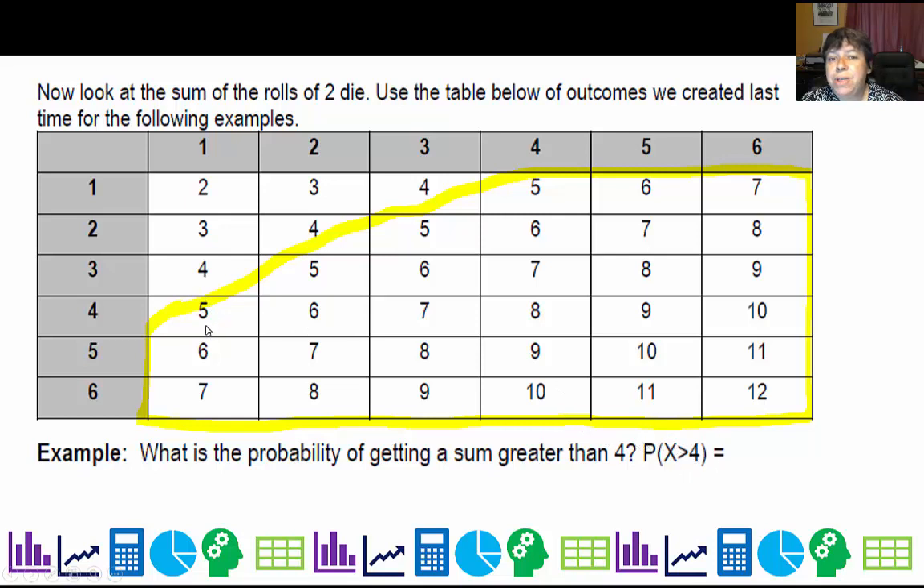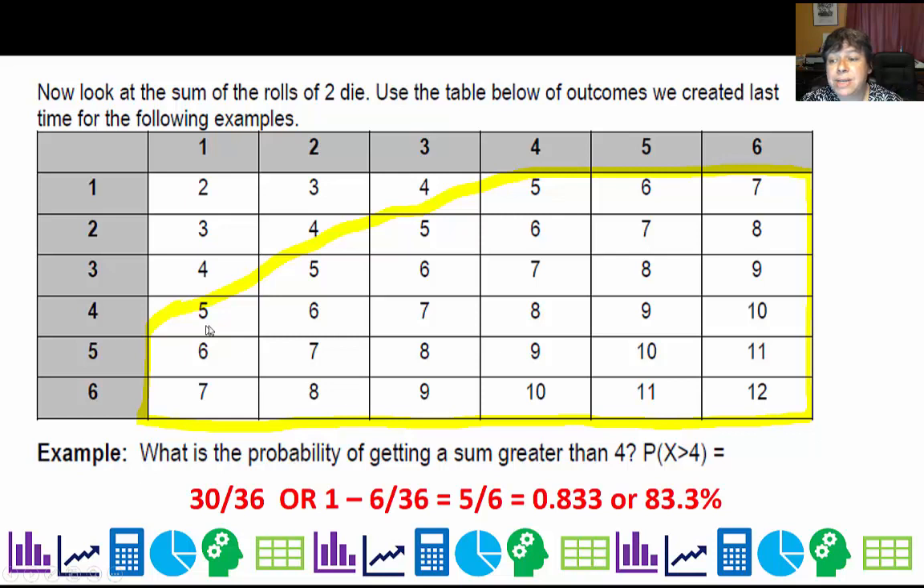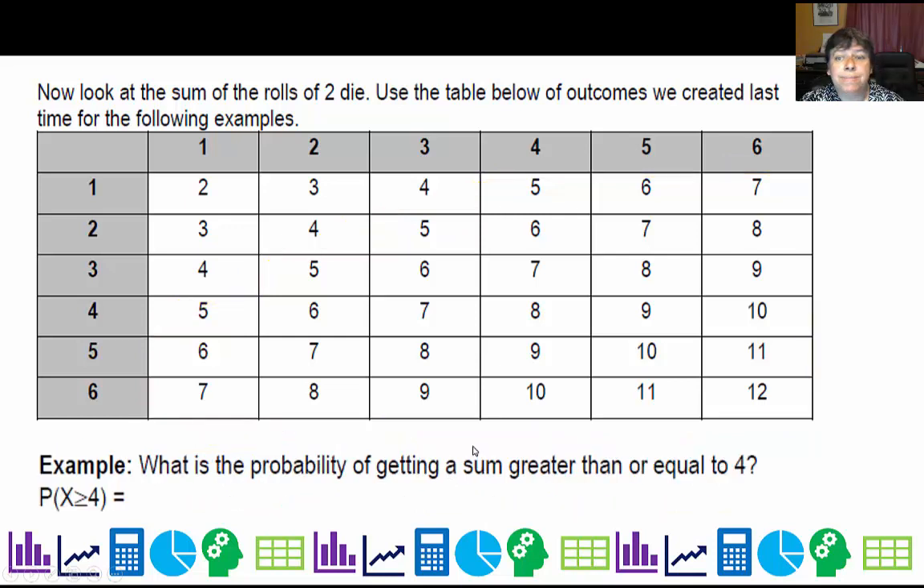And if I count all the outcomes, there'd be 30 out of 36. Or I could have just counted these 6 outcomes right here and subtracted it from 1. That's the complement rule, and we'll get to that. So it's 5 out of 6, or 83.3%.